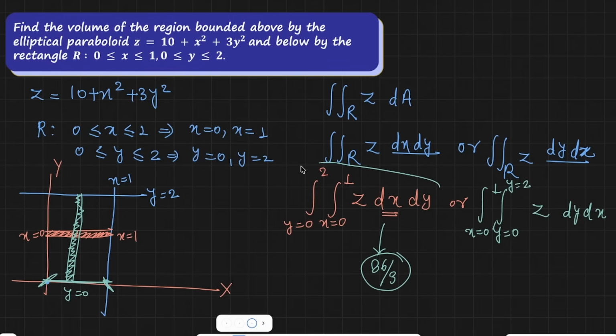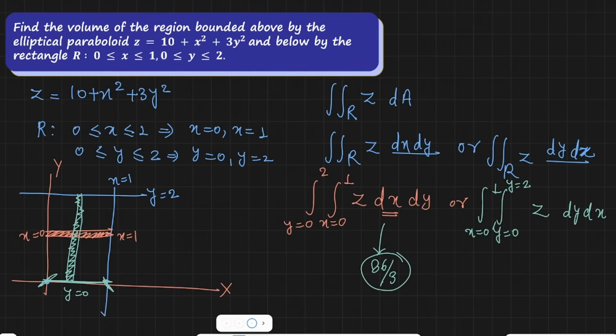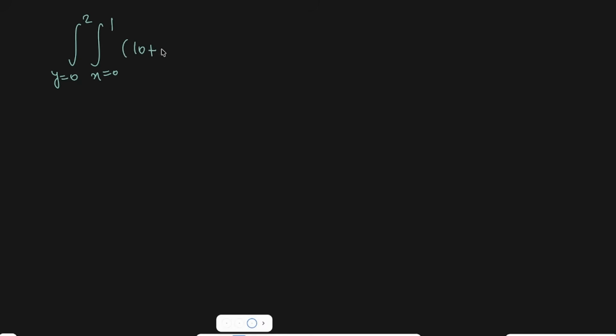So my integral is, I will solve this problem. You can solve this later, the answer will be the same. So this is from 0 to 2, 0 to 1. So y goes from 0 to 2, x goes from 0 to 1, and z is 10 plus x square plus y square, and I'm writing dx dy.